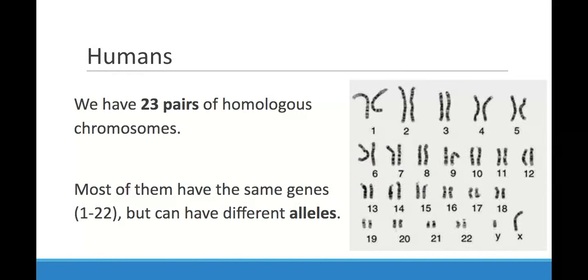So in humans, we have 23 pairs of homologous chromosomes, and the homologous chromosomes generally have the same genes on them, but the different chromosomes might have different alleles. So for example, if we looked at the first pair, both of these chromosomes might have an allele for eye color, but the one on the left might have the brown eyes allele, and the one on the right might have the blue eyes allele. So they have the same gene, which is eye color, but they might have different versions of that gene.